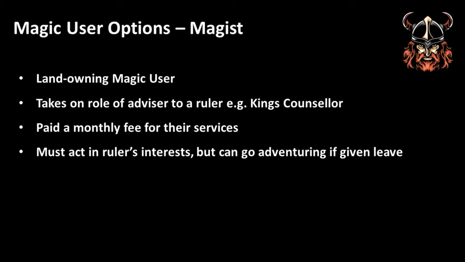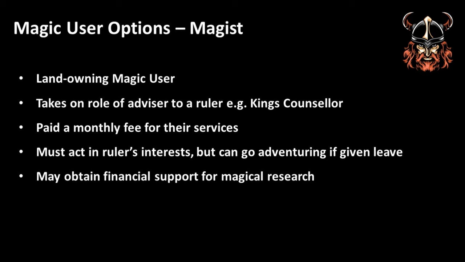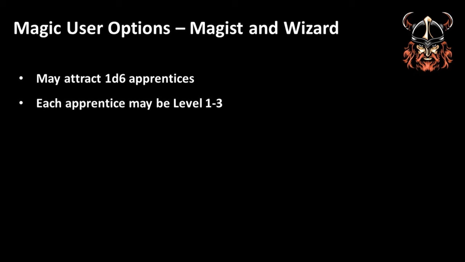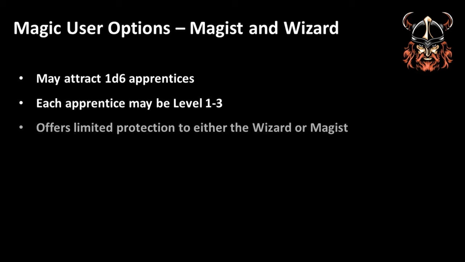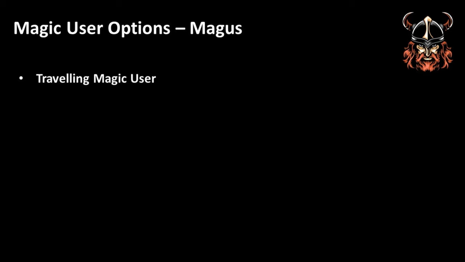This seems the least exciting of the three options available to high-level magic users, at least in my opinion anyway, although the magist can obtain financial support for magical research, if it is in the ruler's interests. What is interesting about both the wizard and the magist is that they may attract 1d6 apprentices to serve them. Each apprentice may be up to 3rd level, but most importantly, these apprentices offer either the wizard or the magist some form of protection, albeit relatively limited. The magus is basically a travelling magic user, one that does not elect to stay in one place.